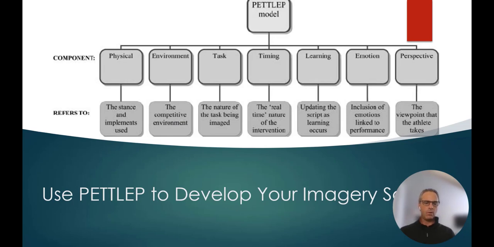Okay, when we want to develop our training program, our imagery training program, there's a model we can use. It's called the PETTLEP model. Now, we want to use this model because it just helps us develop that script and develop the image that we want. It helps us develop the vividness, the perspective that you're going to take, and things that you're going to want to control in there.